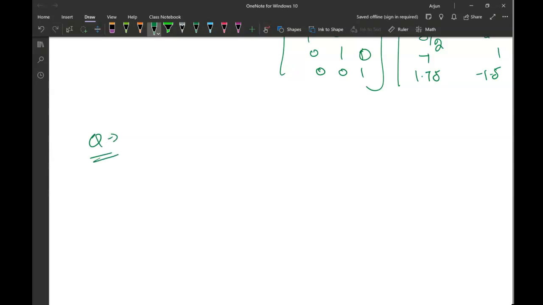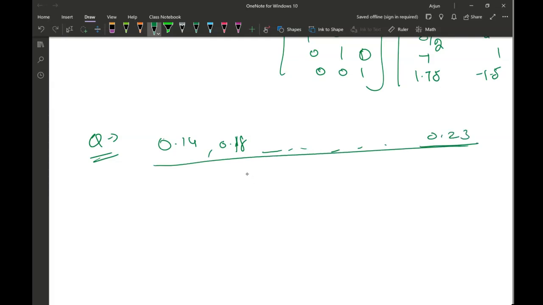I'm not going to get into the detail of this one. I'm just going to give you the top view. From 0.14, 0.18, this was some data given to you, and up to 0.23. So you have to find the mean. So you add all these numbers and divide by the number of terms. That's going to give the mean. Majority of the students got this right.